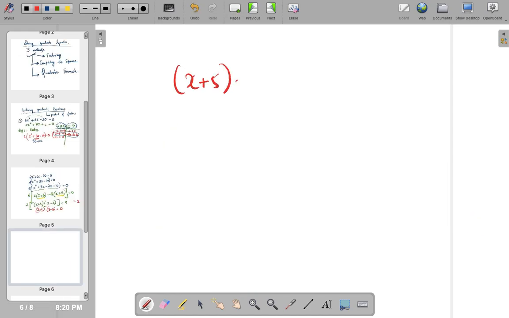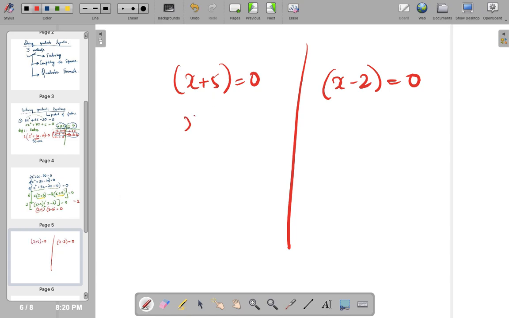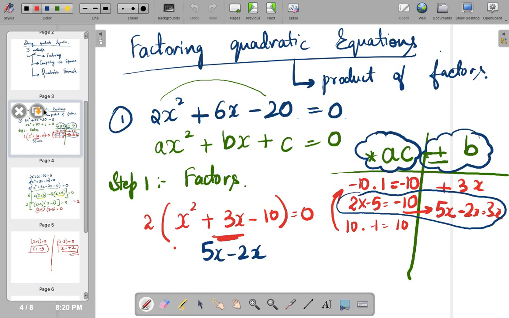X plus 5 equal to 0. X minus 2 equal to 0. I'm taking the separate factors. X equal to minus 5. X equal to plus 2. So these are the solutions for the particular question. Hope it's clear to you. Since it's a quadratic equation, you will be getting 2 solutions for an equation.